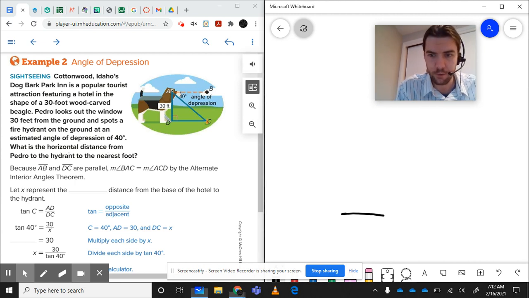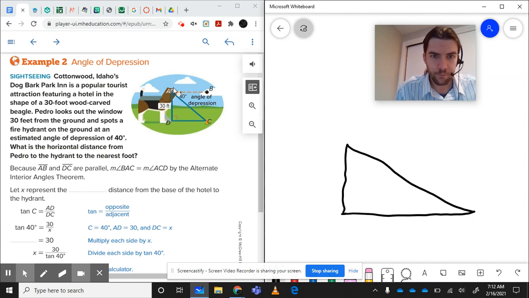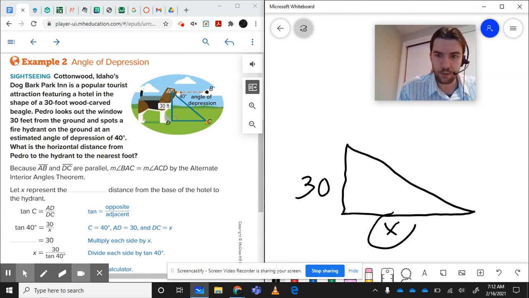Okay, so let's draw that out real quick. They're saying that he is up here in the window, 30 feet up off the ground. We want to know how far away he is in a horizontal distance. So when they say a horizontal distance, they're not asking for the hypotenuse. They're asking for this length down here. We know this angle is 40.